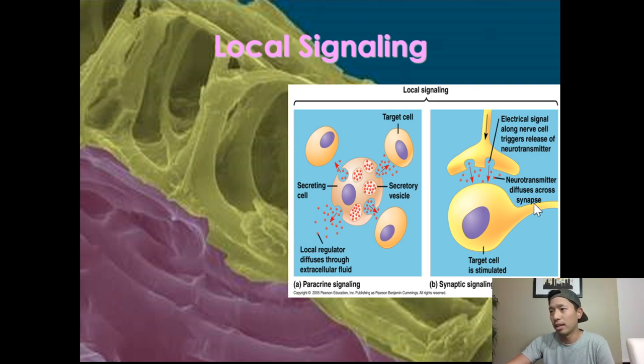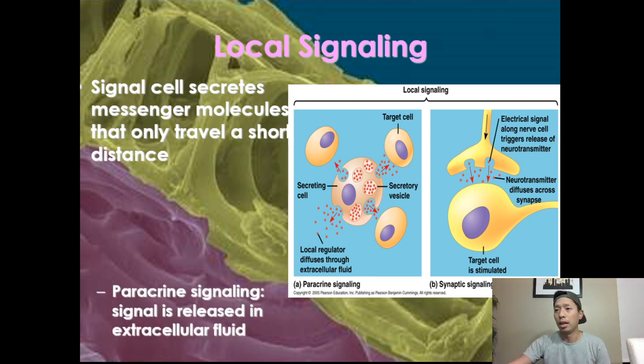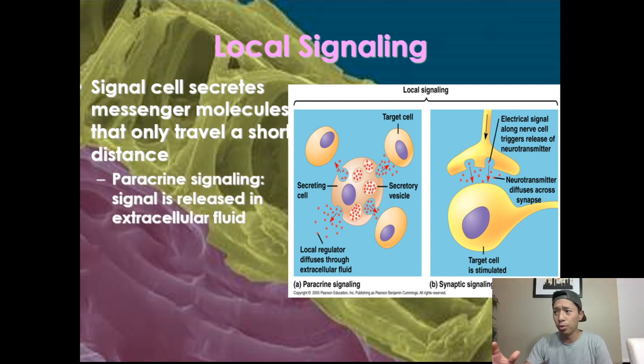Now, this obviously is not going to be for disease. Local signaling is really where a cell is going to secrete some kind of messenger molecule, and then it doesn't really travel that far. It just kind of floats through the interstitial fluid or the extracellular fluid, and as it diffuses, those chemicals are going to bump into any target cells that are nearby. Okay, and so there's kind of two types that we see here in our body, at least. One is called paracrine signaling, and that's what this picture right here shows.